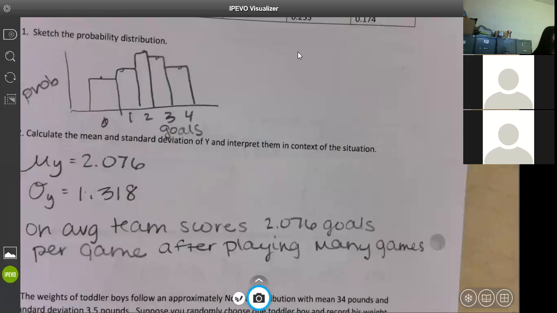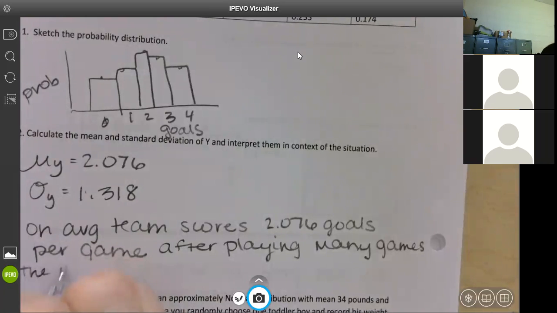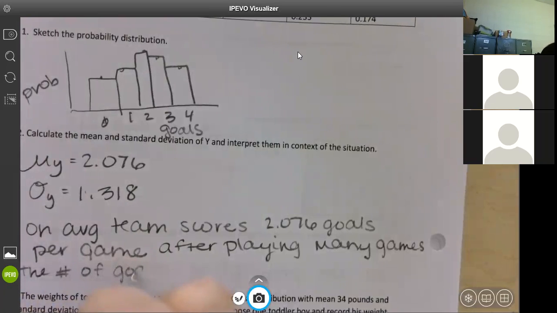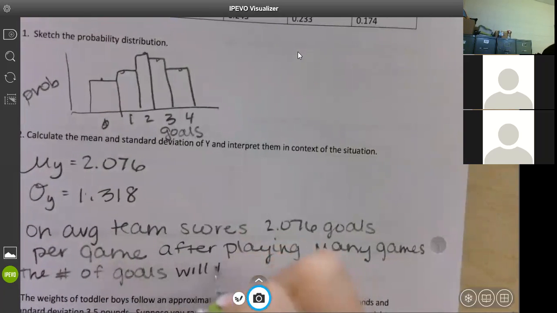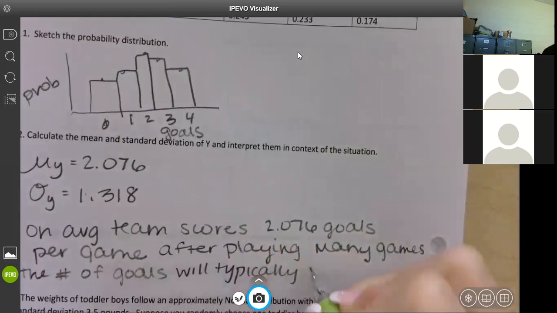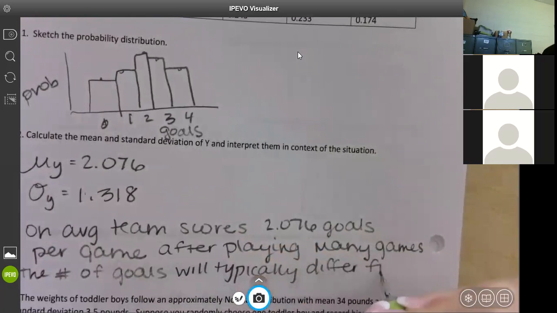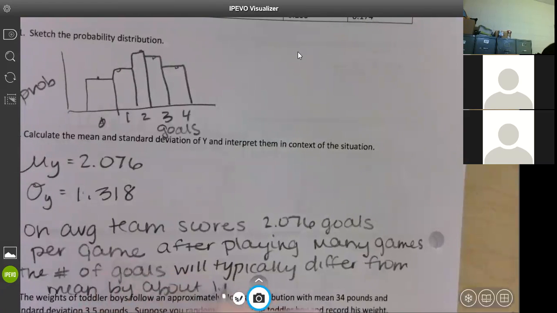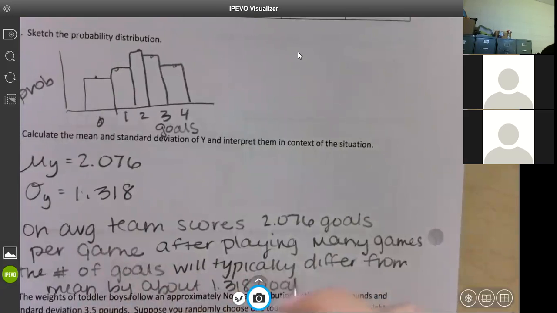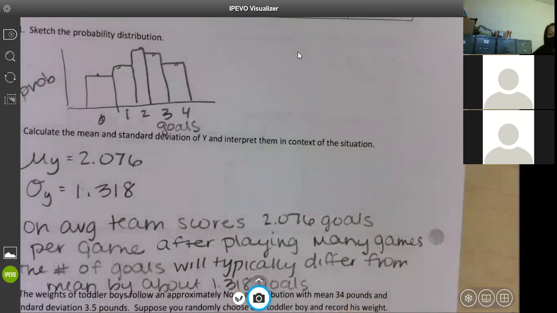All right, so what about your standard deviation? The number of goals would typically differ from the mean by about 1.318 goals. That's it.